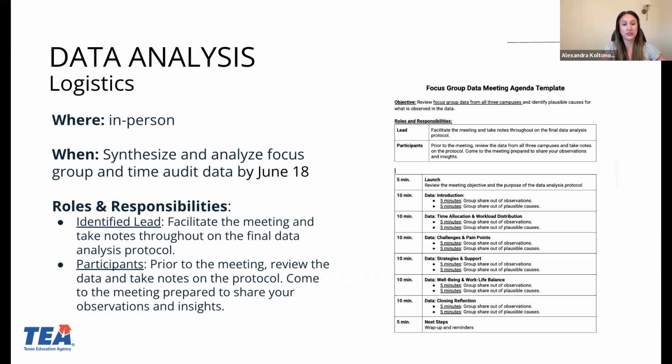Presented here and in the notes is a focus group data meeting agenda template. You do not have to use this, but this is just an example of the approach to the agenda we use. So again, it organizes it into 10-minute increments, showing what data you'll review. This is assuming that you all have done your factual observations and potential causes prior to this meeting. So then for each group of data, you'll spend 5 minutes to share out what you observed, and then 5 minutes to share out plausible causes. And again, during this time, everyone would have their individual protocols, and then the lead would be taking notes on the one collaborative protocol.